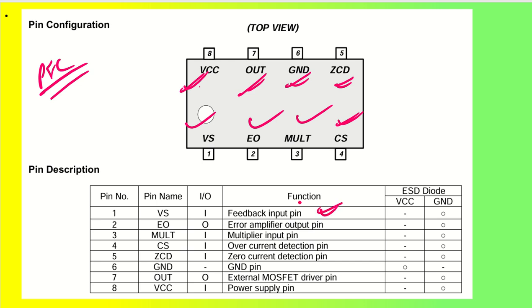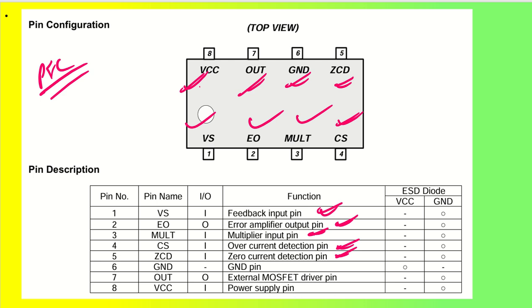EO is your error amplifier output pin, which is going to give you a faulty or fault condition. Those can be taken into account at this point. We have the multiplier input pin, the overcurrent detection pin, ZCD, that is the zero cross detection pin, the ground pin, the output which is going to the external MOSFET driver pin, and this is the power supply pin.